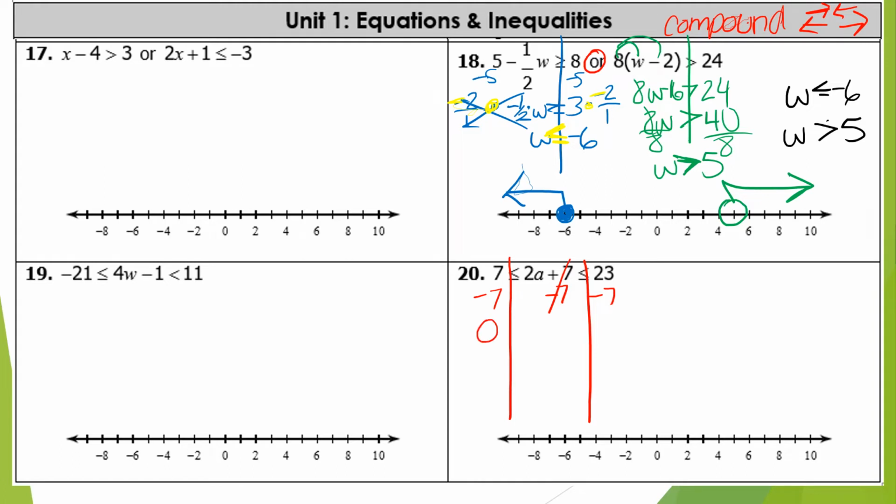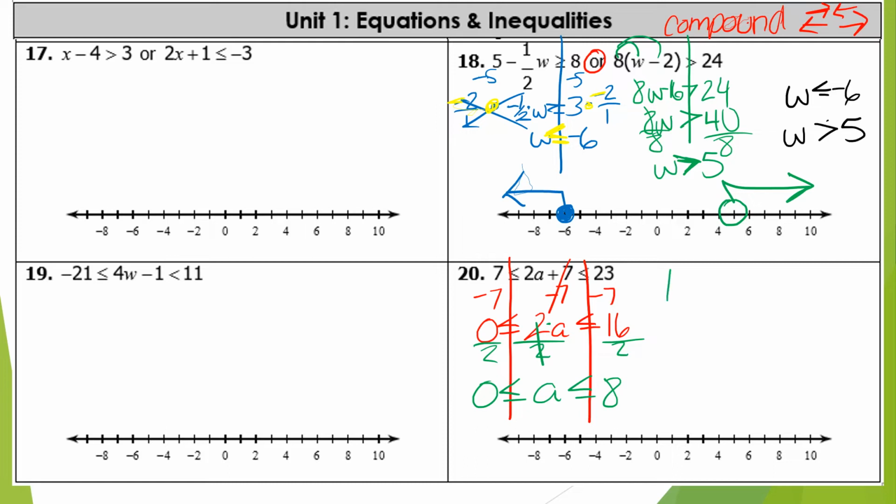So 7 minus 7 is 0. 2a falls down. 23 minus 7, 16. My last step, typical, instead of times 2, divide 2. 0 divided by 2 is 0. A falls down, and 8 falls down.